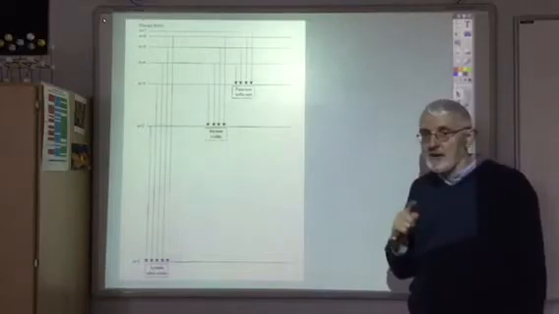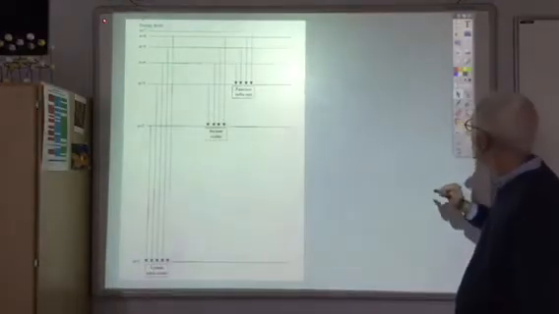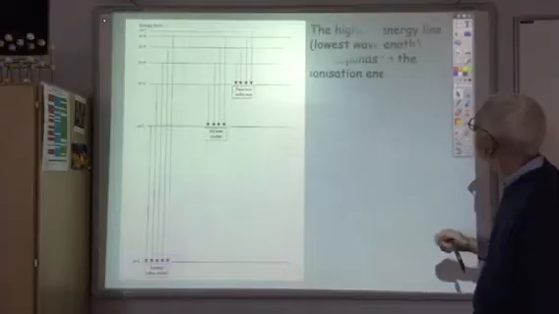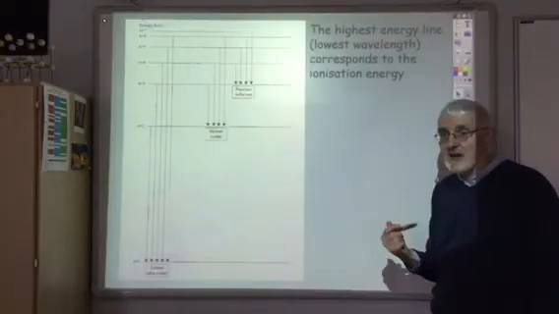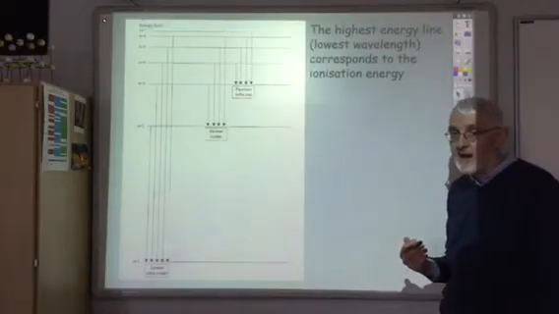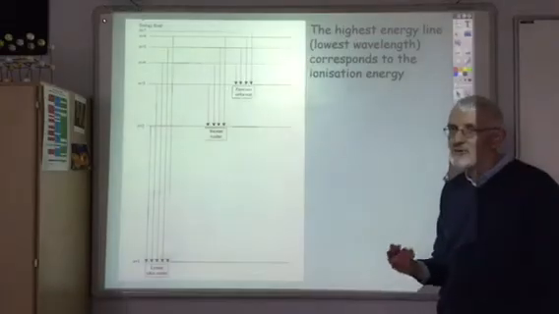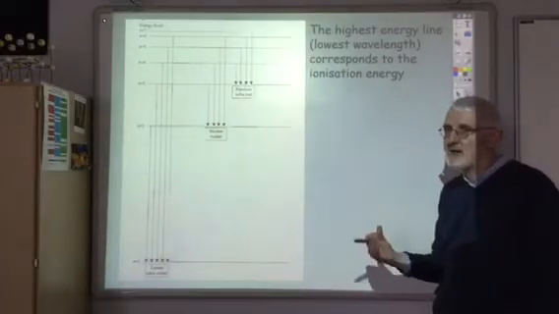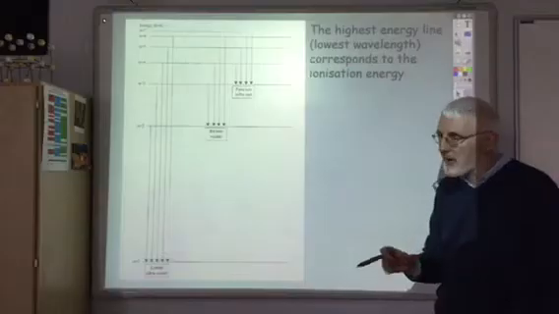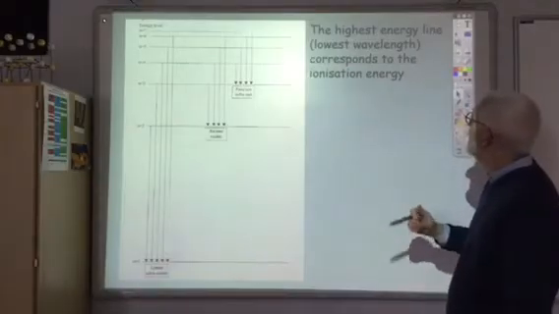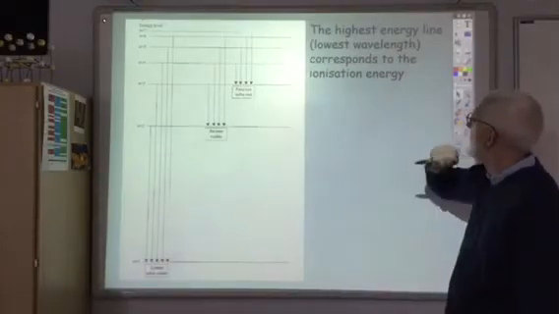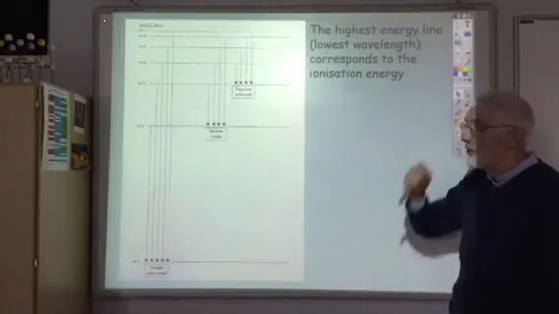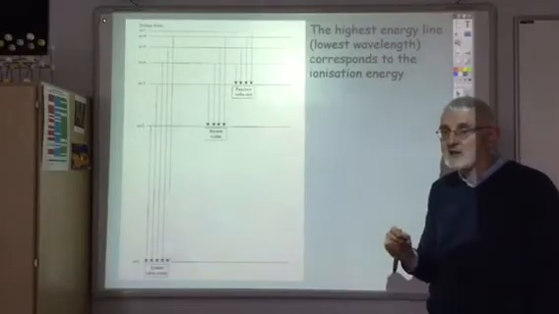One other thing that's just worth pointing out at this stage is the highest energy line that can be detected, not seen, because the highest energy will probably be in the ultraviolet region. So the highest energy line, or the lowest wavelength, will correspond to the ionization energy of that atom.